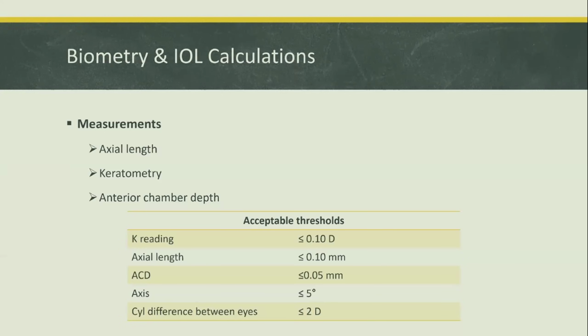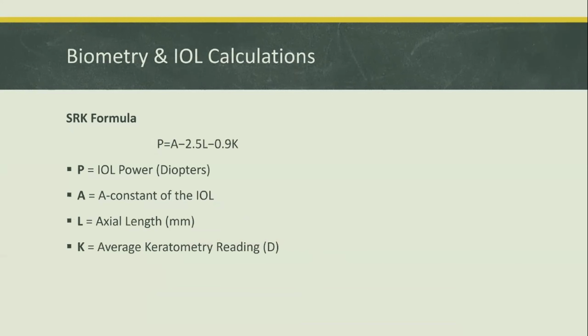So now you have the biometric calculations. Now we have to see how we can calculate the IOL power. The major formula we use is the SRK formula. P is equal to A minus 2.5 into L minus 0.9 into K. P stands for IOL power, that is, the IOL power we need to suggest for the surgeon to implant in the eye.